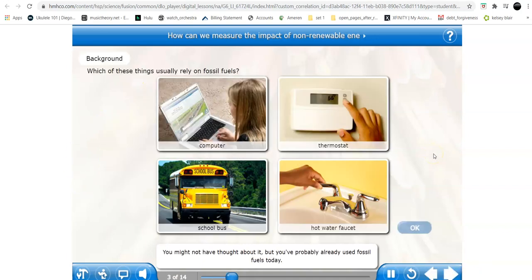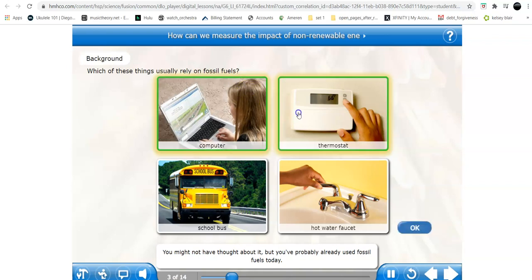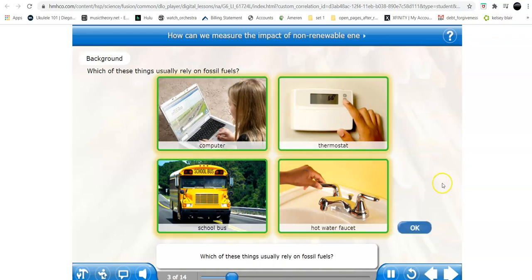You might not have thought about it, but you've probably already used fossil fuels today. Which of these things usually rely on fossil fuels? Click all that apply, then click OK. It's all of them, guys. These 3 use energy that comes from the power plant. This one uses gas from the school bus. I was doing this earlier, and the video quit on me, so I know it.